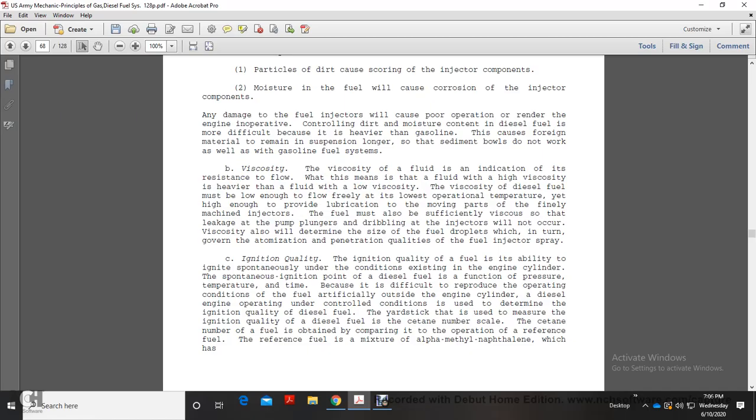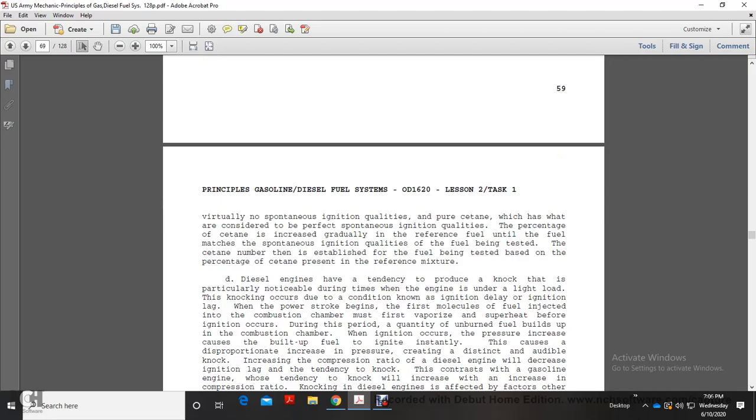The cetane number of the fuel is obtained by comparing the operation of the fuel with a reference fuel, a mixture of alpha-methylnaphthalene, which has virtually no spontaneous ignition qualities, and pure cetane, which has perfect spontaneous ignition qualities. The percentage of cetane in the reference fuel is increased gradually until the reference fuel matches the spontaneous ignition quality of the fuel being tested. The cetane number is established for the fuel being tested based on the percentage of cetane present in the reference mixture.